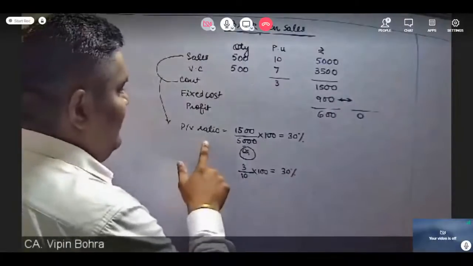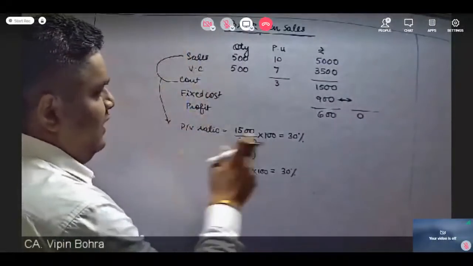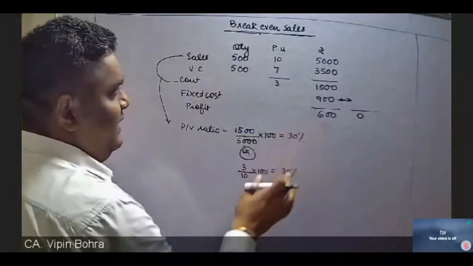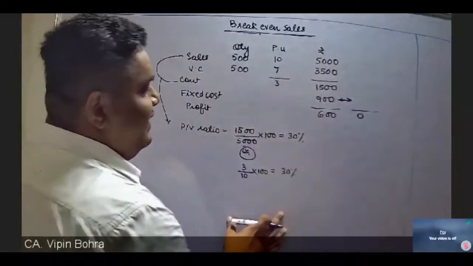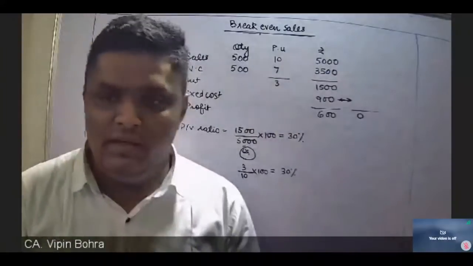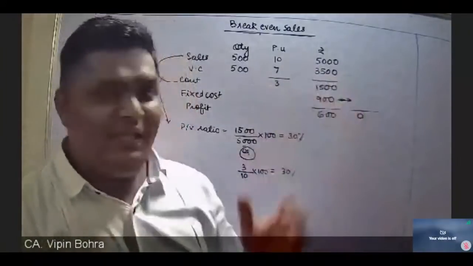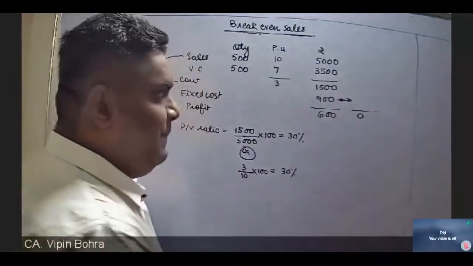Discussed what is PV ratio? The relationship between contribution and sales, we call it as PV ratio. This is 30%. 1,500 divided by 5,000 into 100, 30%. Or 3 divided by 10 into 100, 30%. Now, in this scenario, we have to calculate what? Break-even sales. So very simple, as discussed previously.